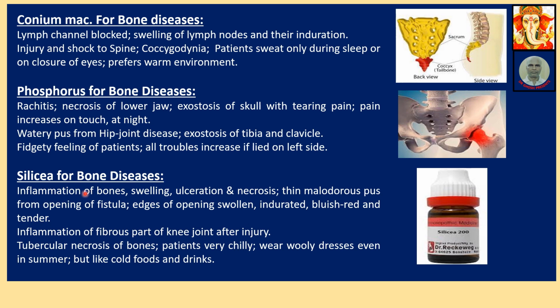Silicea for bone disease. Inflammation of bones, swelling, ulceration, necrosis. Thin malodorous pus from opening of fistula. Edges of opening swollen, indurated, bluish red, tender. Inflammation of fibrous part of the knee joint after injury. Tubercular necrosis of bones. Patients are very chilly, wear woolly dresses even in summer, but like cold foods and cold drinks.